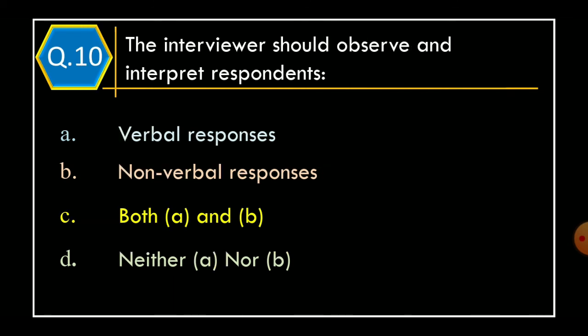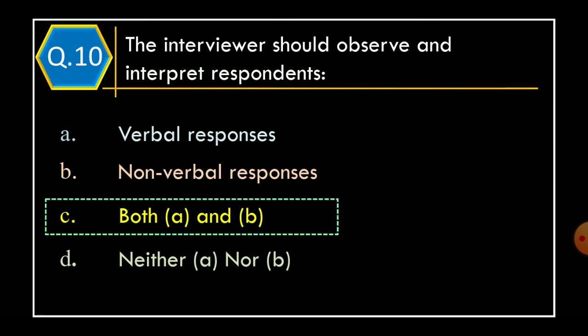Question 10. The interviewer should observe and interpret respondents. Option A, verbal responses. Option B, non-verbal responses. Option C, both option A and B. Option D, neither option A nor option B. And correct option is option C, both option A and B.